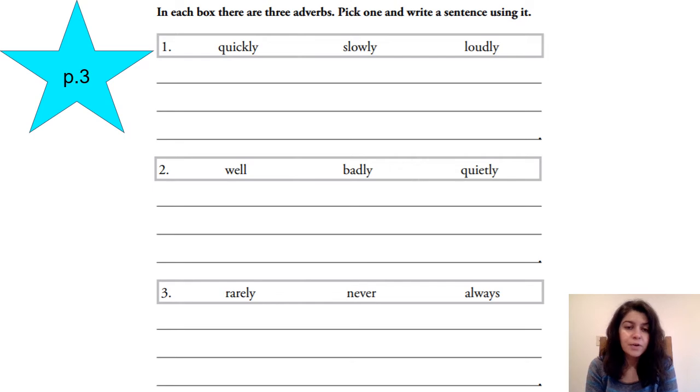Okay, your adverbs for number 2 that you can choose from are well, badly, and quietly. Pick one of those adverbs and use it in a sentence. Go ahead.